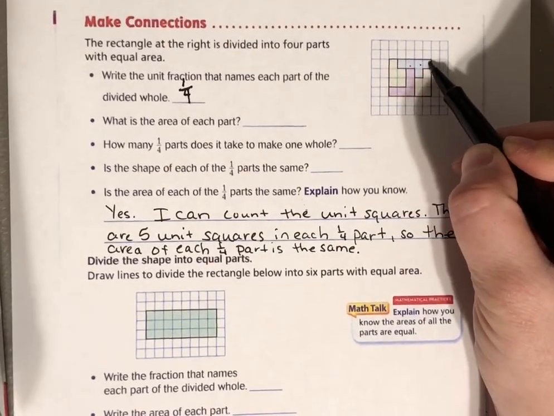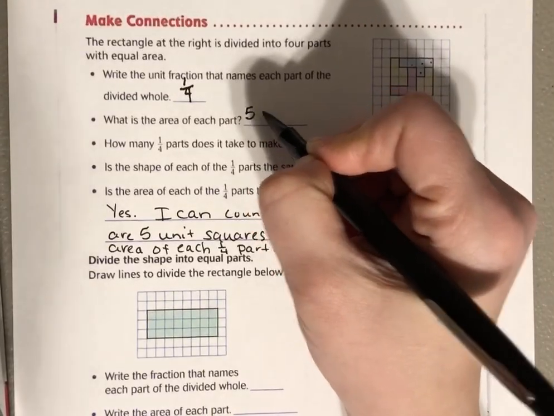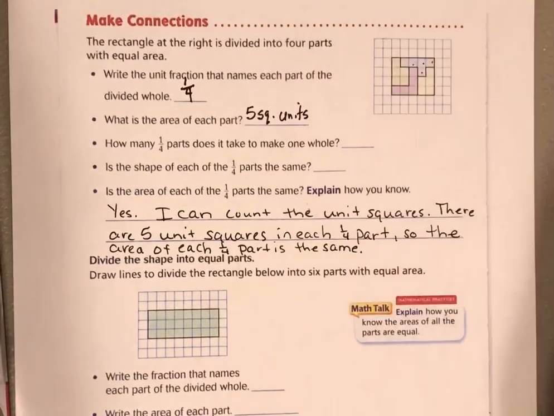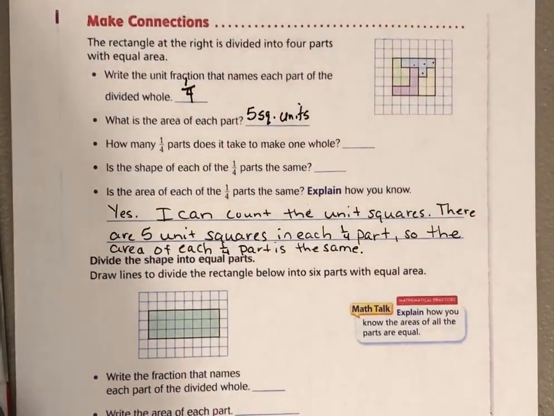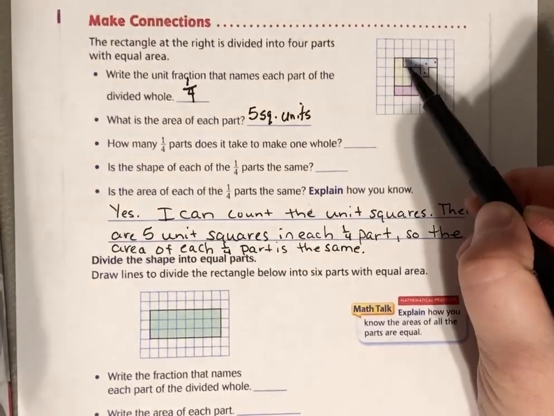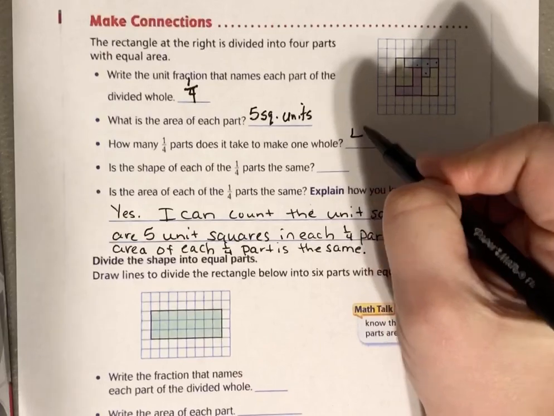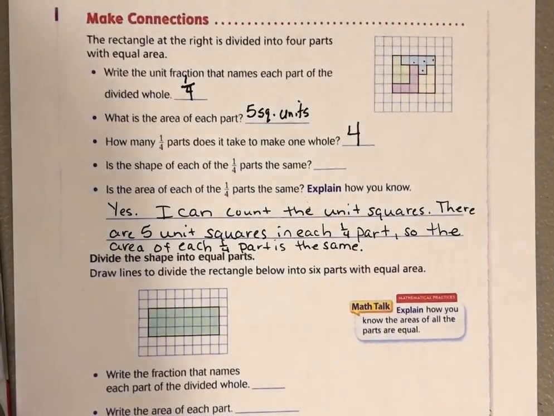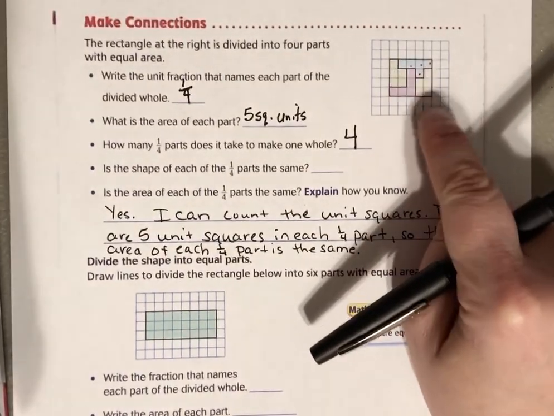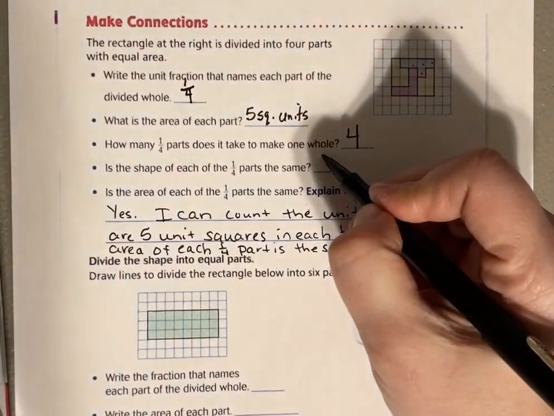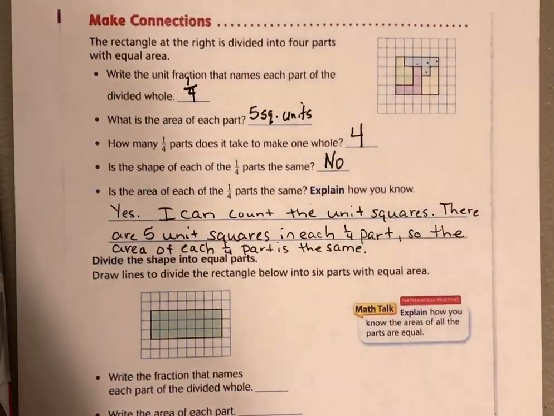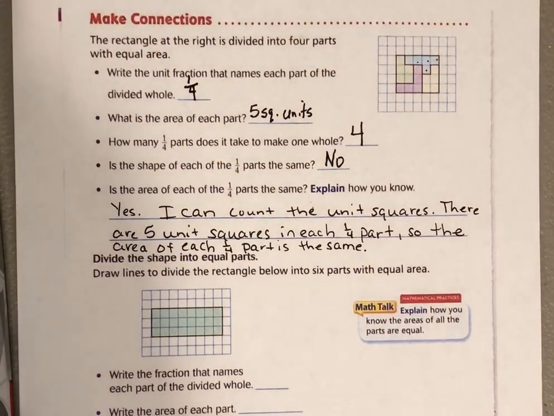1, 2, 3, 4, 5 square units. How many 1/4 parts does it take to make 1 whole? 1, 2, 3, 4. Is the shape of each of the 1/4 parts the same? If we look at these, they are not the same shape. So no. Is the area of each of the 1/4 parts the same?